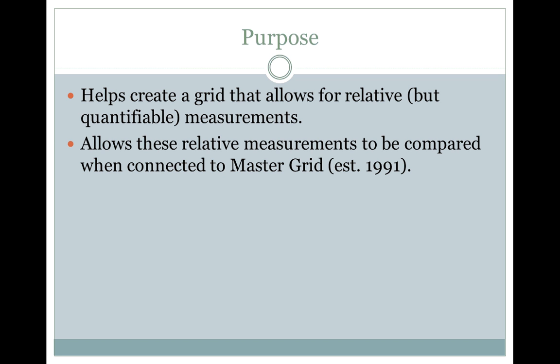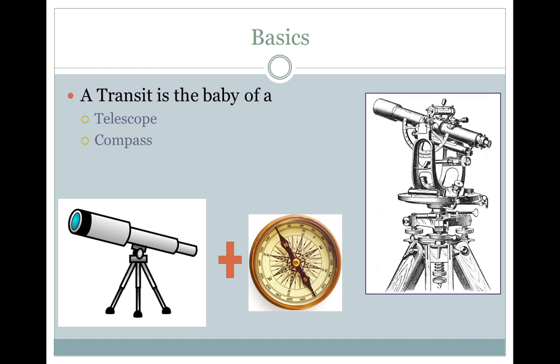And we'll talk more about the master grid later on in this PowerPoint. One thing: people think the transit is a GIS program, and it's not. This transit has nothing to do with latitude and longitude. It is all relative grids that we are using it for. So the transit is basically a baby of the telescope and a compass. You have the telescope to take your lines of sight, and you have the compass to record quantifiable degrees when you're doing your work.